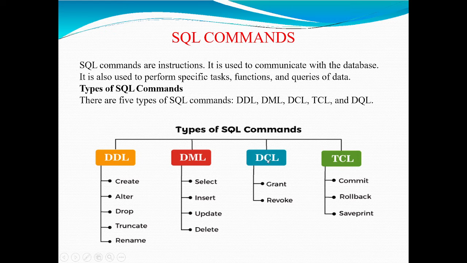Now let us move to DCL. These commands are normally used for the distribution of privileges among the users, and the commands that come under the category of DCL are grant and revoke. Let us move to TCL. TCL commands allow the user to manage the database transactions, and these commands are used for managing the changes affecting the data. So the commands that come under TCL are commit, rollback, and savepoint.